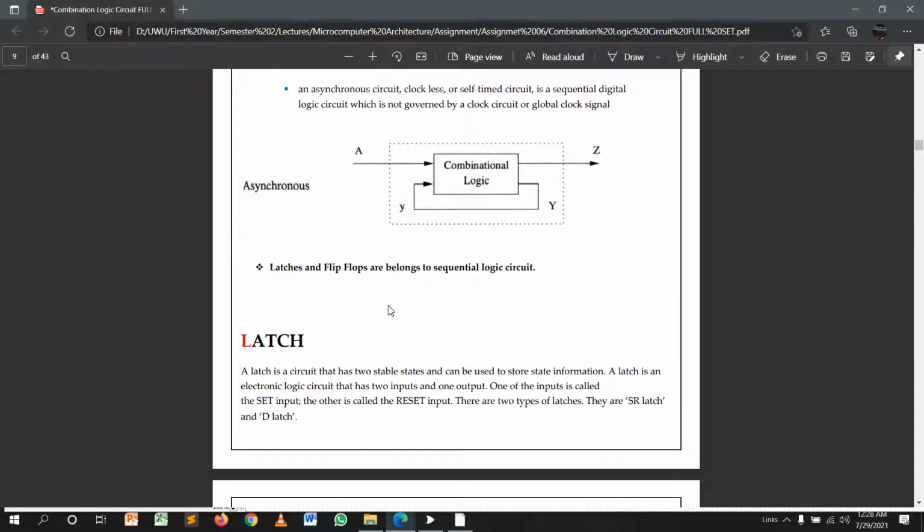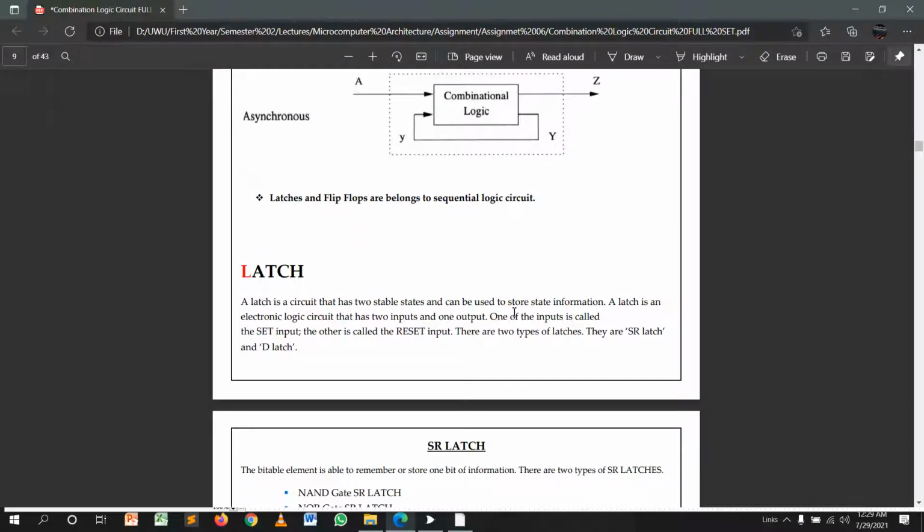Then what are latches? Latches are a type of sequential logic circuit, and they are memory. They can store some data, and that's why they're called memory. Let's look at the types of latch memory.